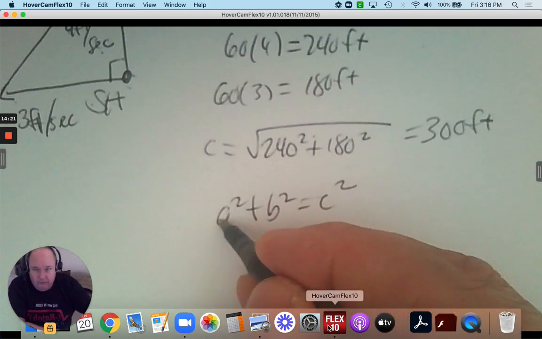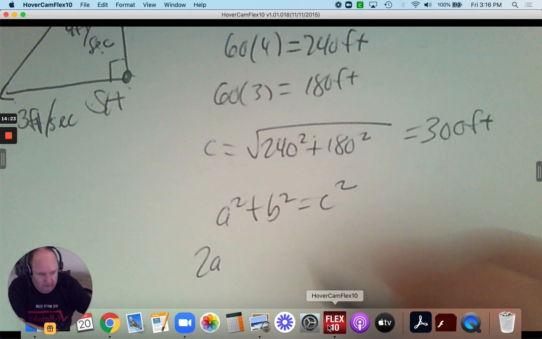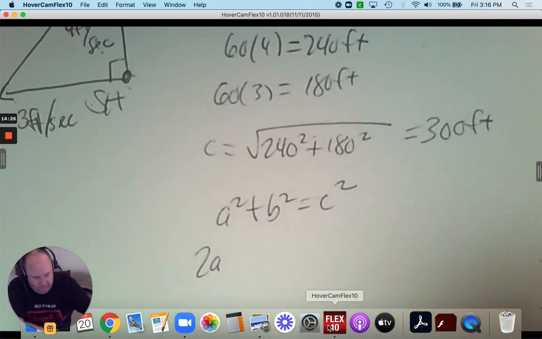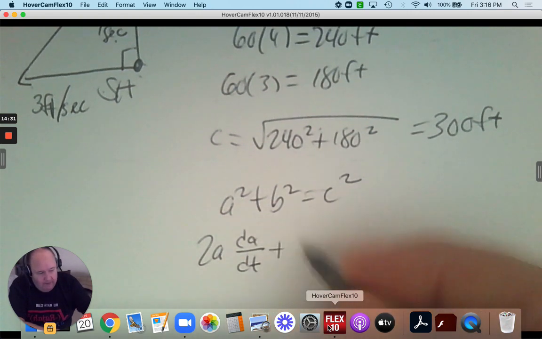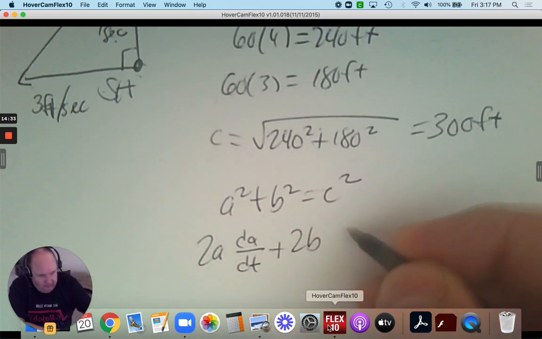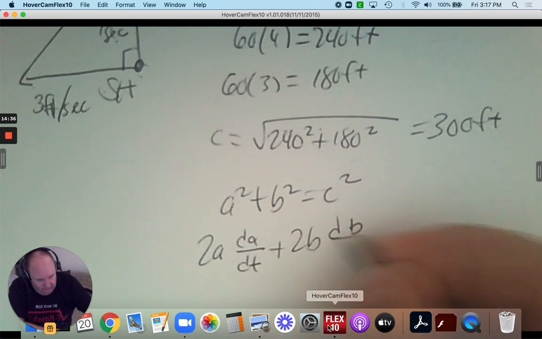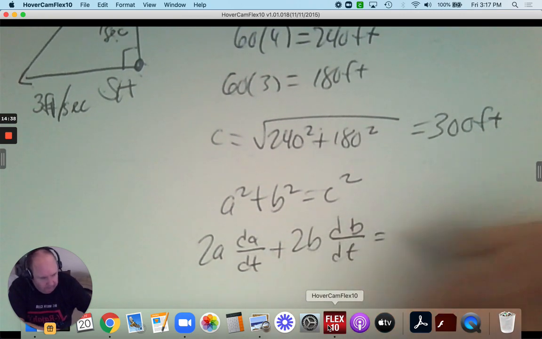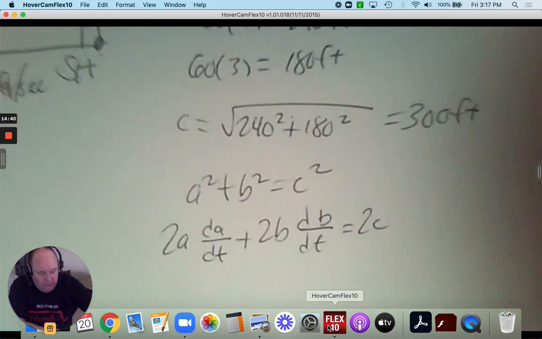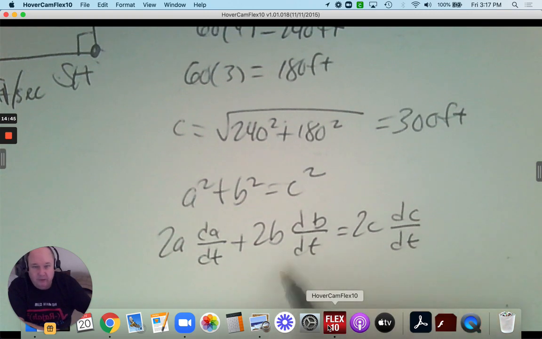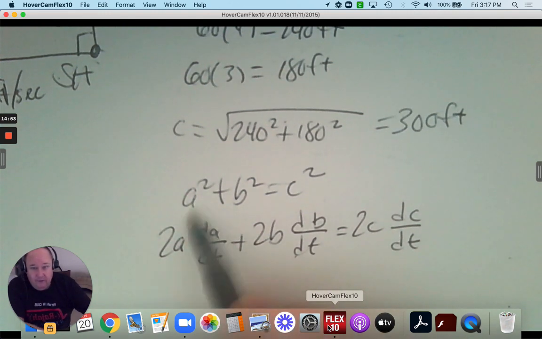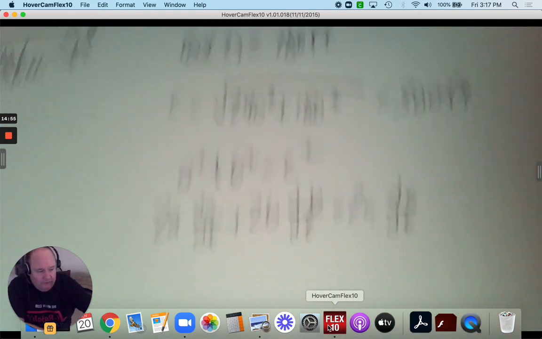So the derivative of a squared is 2a, and then you write down the derivative of a with respect to time. Then the derivative of b squared is 2b, and then you write down the derivative of b with respect to time. And the derivative of c squared is 2c, and then it needs the hook, the derivative of c with respect to time. So because we're doing an implicit derivative, where we're taking the derivative with respect to time, it needs these hooks every time you take the derivative with the variable involved.